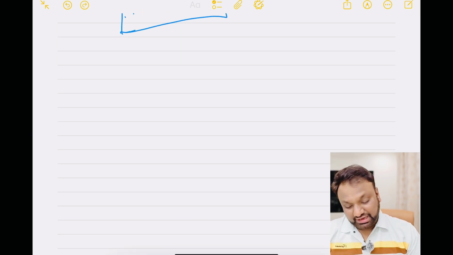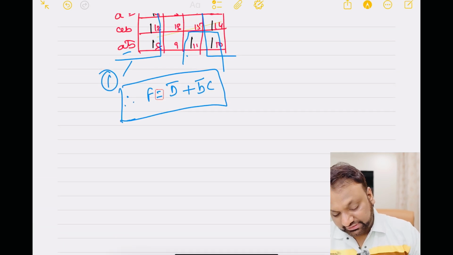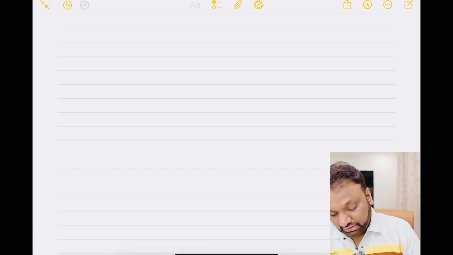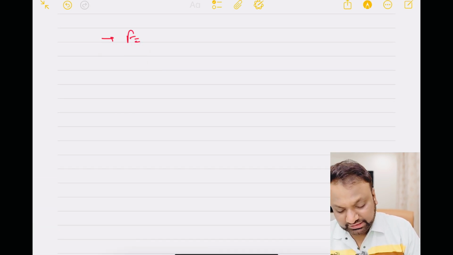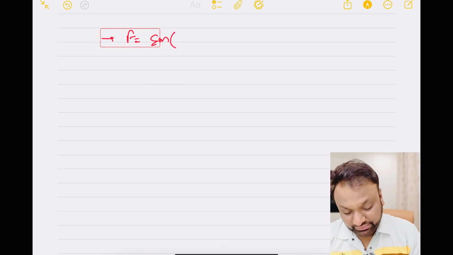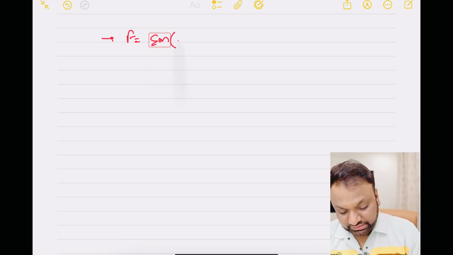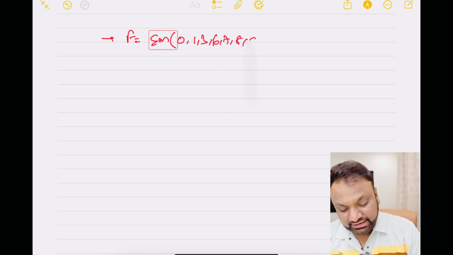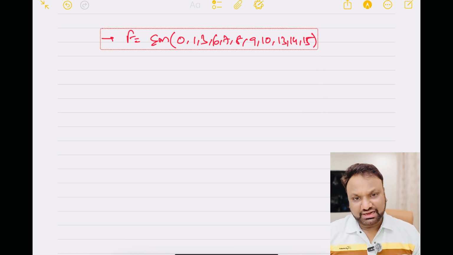Okay, I am taking it as random. F is equal to sigma m of 0, 1, 3, 6, 7, 8, 9, 10, 13, 14, 15. Let us take this one. I have taken it randomly, right?